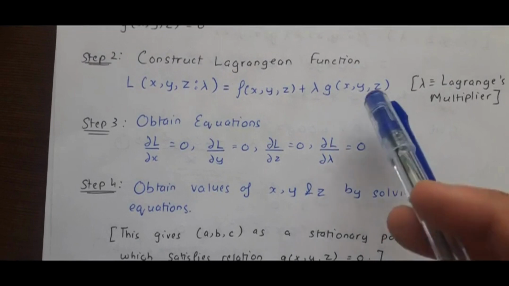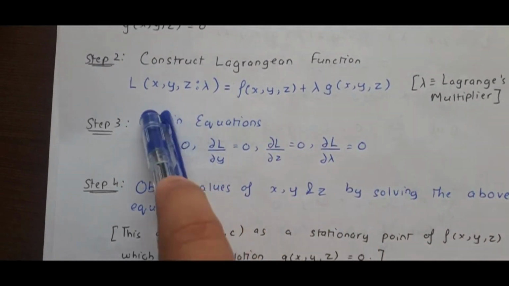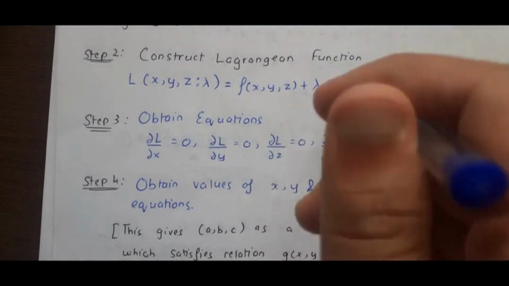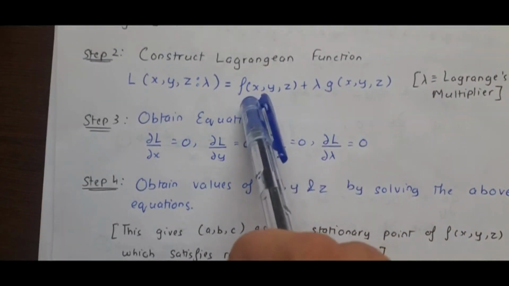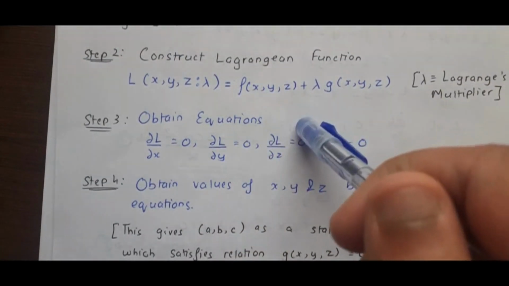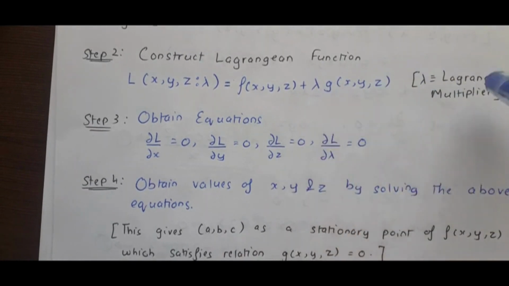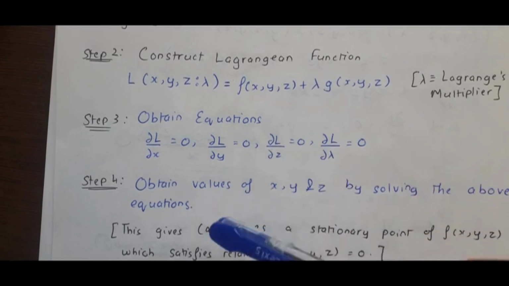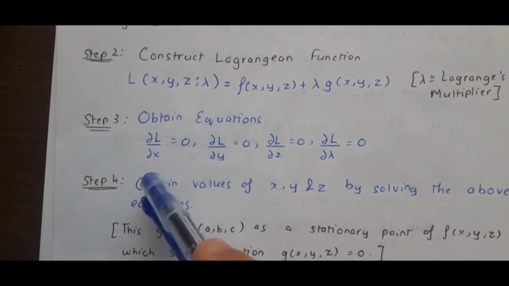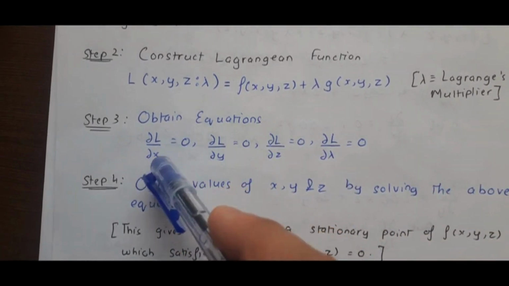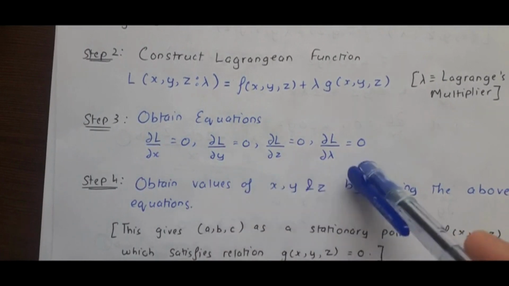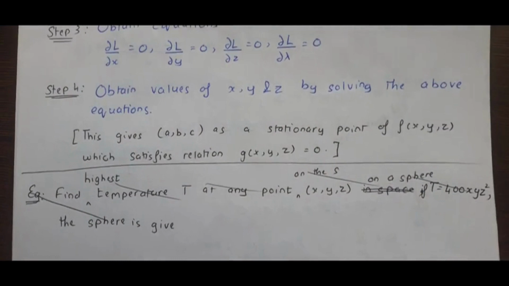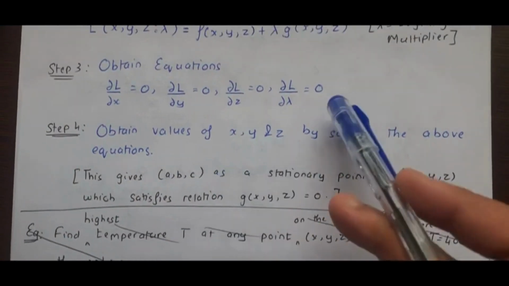Then we construct the Lagrangian function, which is L in terms of x, y, z and lambda, which we can expand in this form here: f of x, y, z plus lambda times g of x, y, z, where lambda is Lagrange's multiplier. Then we must obtain the equations. The equations we can do by taking the first derivative with respect to x, y, z and lambda, and then we obtain the values of x, y and z by solving these equations.